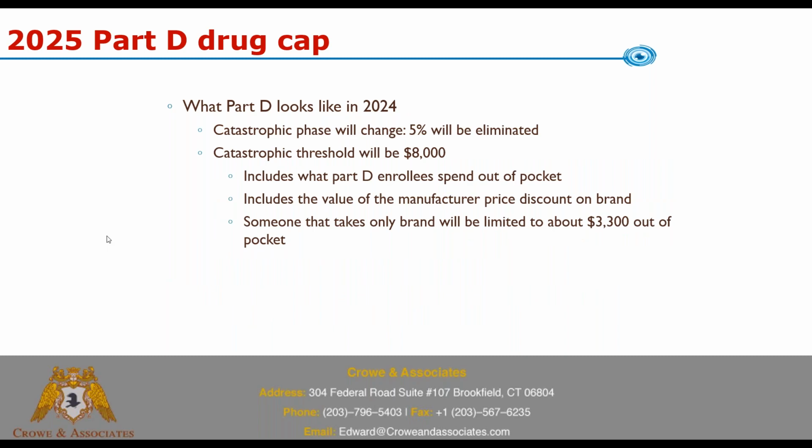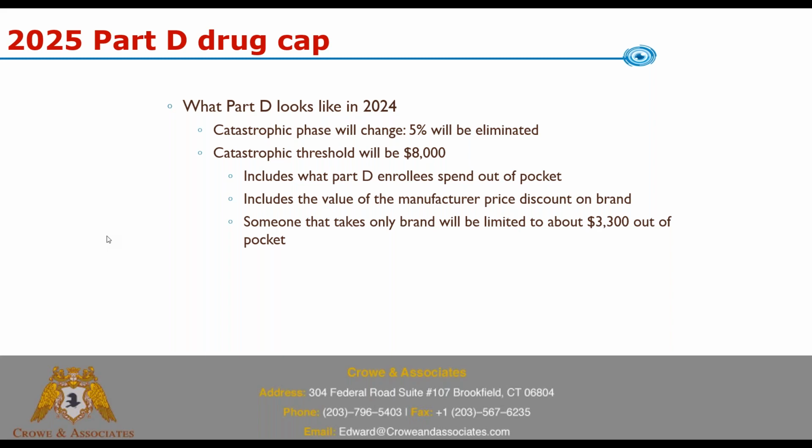All right, talk about 2024. So the catastrophic phase will change in 2024. It's going to be eliminated, so the 5% in catastrophic is gone. Catastrophic threshold will be $8K. Again, a lot of this doesn't matter. You're just going to run it through the Plan Finder or Sunfire Connector anyway.